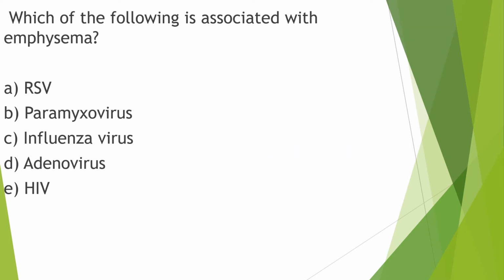Next, which of the following is associated with emphysema? Certain viruses are given and you have to choose which one is associated with emphysema. And the very surprising answer here is option E, HIV. So HIV is associated with emphysema and the reference is again from Davidson.